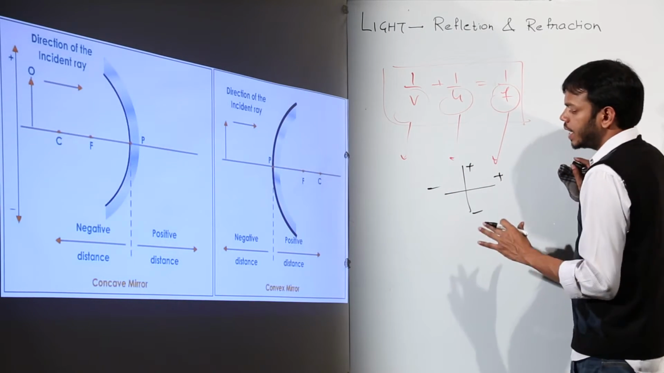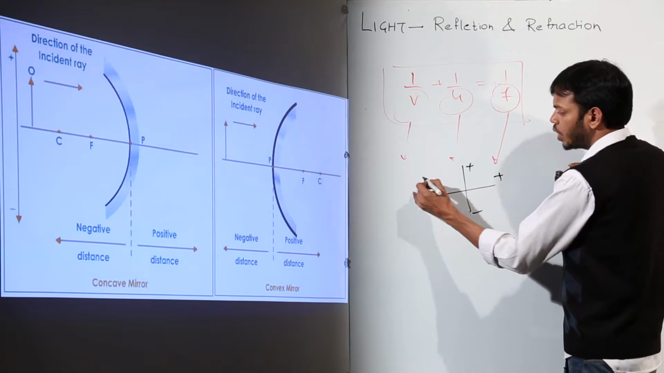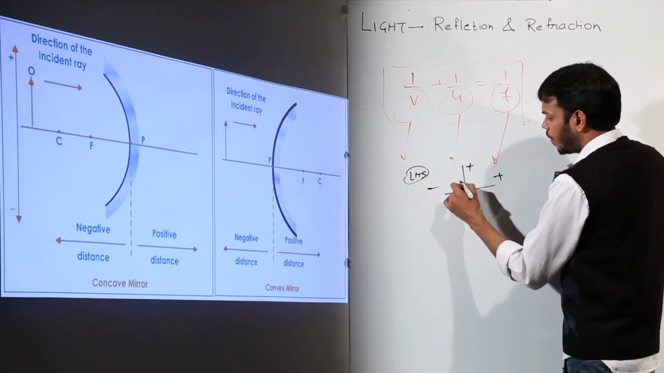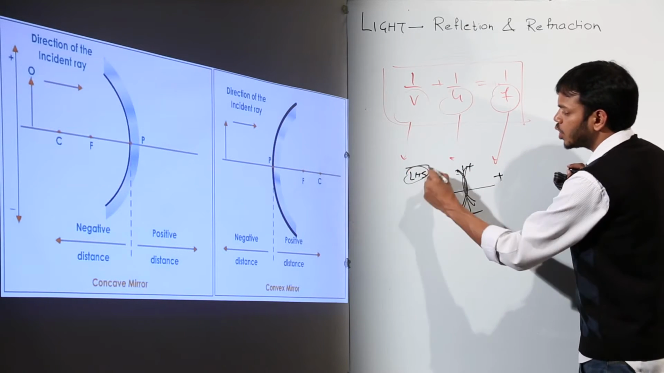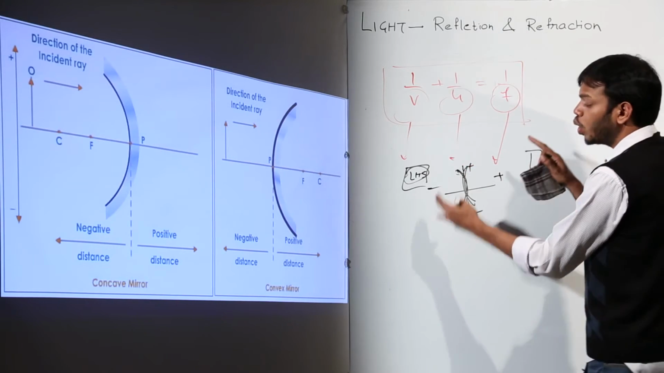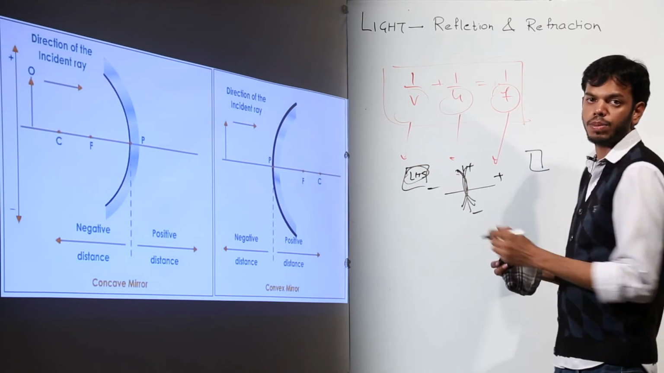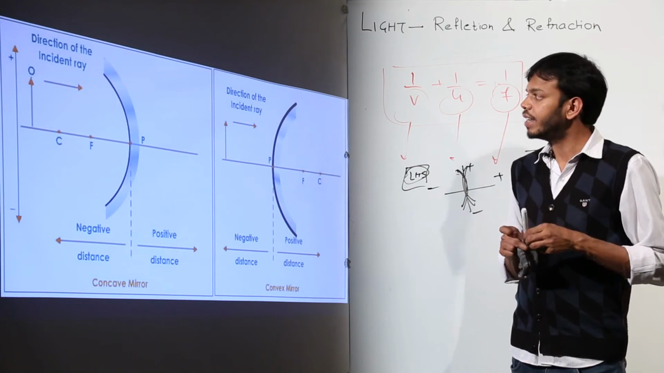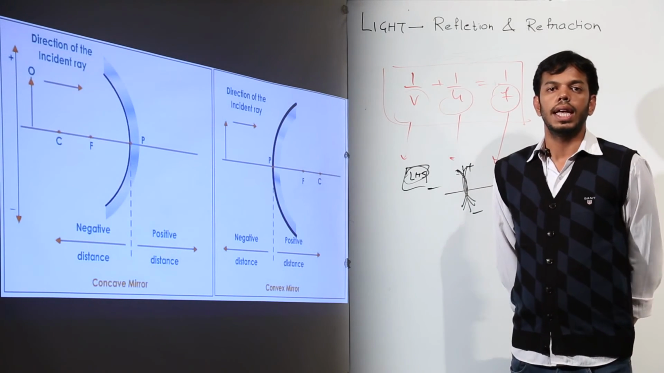The thing is, the observer should always be in front. That means on the left hand side of the mirror, whether it is convex or concave, the object should be on this side. And if the object is on this side, the whole thing gets reversed. That means this distance becomes negative, that distance becomes positive. So these are the sign conventions for convex and concave mirrors. And now we'll go for the mirror formula.